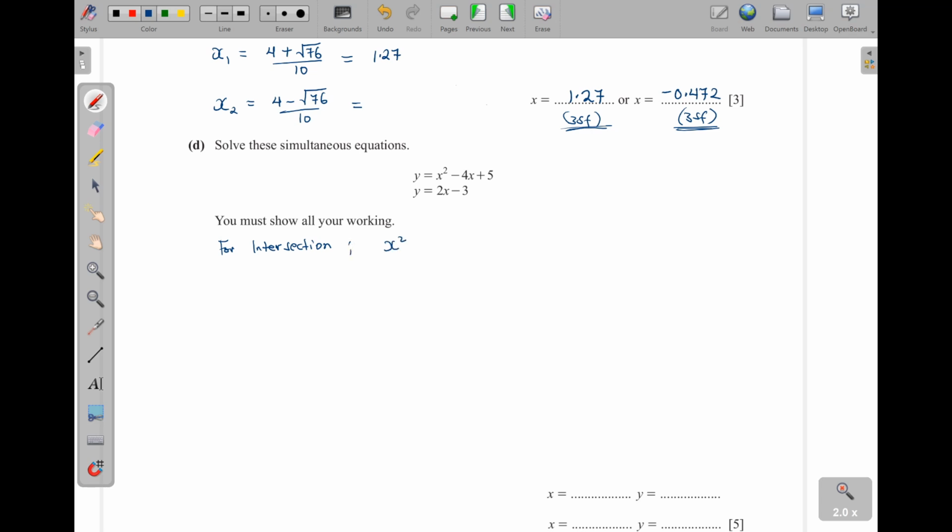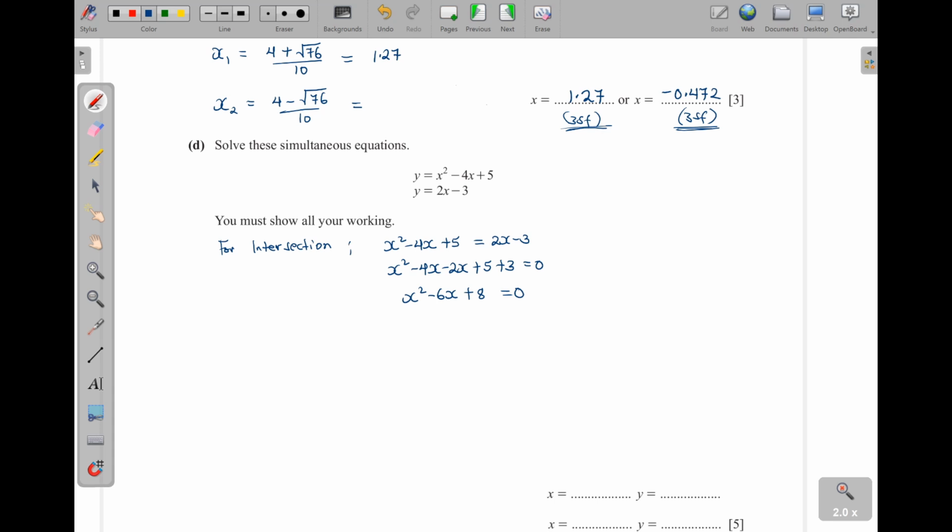I will have x squared minus 4x plus 5. I will equate it to 2x minus 3. So the whole of this is the y. Then I just put it in the place of y here. Okay, so 2x minus 3. Then I bring everything onto this side such that I form a quadratic equation. So we shall have x squared minus 4x minus 2x. Then there is a 5 here, then plus 3. When this one crosses, it becomes a positive. Then this one gives us x squared minus 6x, then plus 8, which is equal to 0.